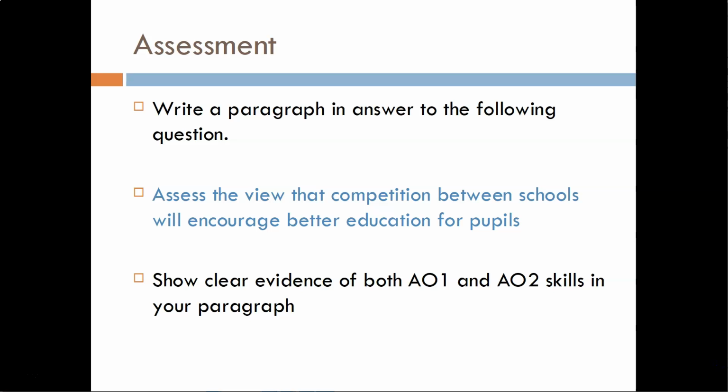As a task, could you write a paragraph in answer to the following question? So in a moment, pause the video and write a paragraph in answer to this question. And what you want is to show clear evidence of AO1, knowledge and understanding, and AO2, which is evidence and examples and some named sociologists, if you can, in your paragraph. And the question is, assess the view that competition between schools will encourage better education for pupils. Okay, so pause the video now, write your paragraph, and then unpause when you're done.